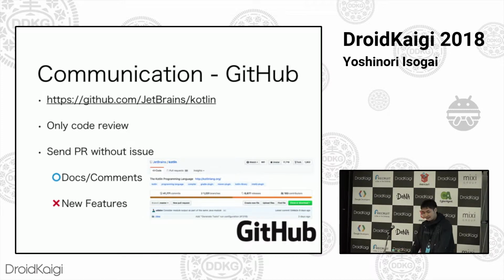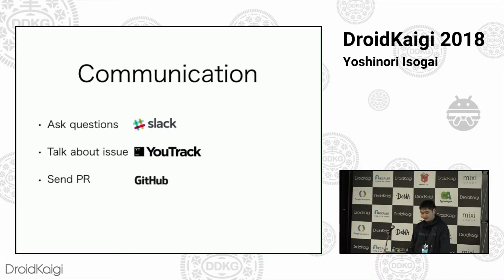After sending a pull request, you should comment the pull request URL to the issue. This is because JetBrains staff don't look at GitHub. They constantly check uTrack, but not GitHub. If you comment the URL, the issue goes to the top of the list, and JetBrains staff easily notice there is some progress on this issue, and they will find the pull request from the comment. So, to conclude the communication part, ask questions in Slack, talk about the issue in uTrack, and send the pull request in GitHub.